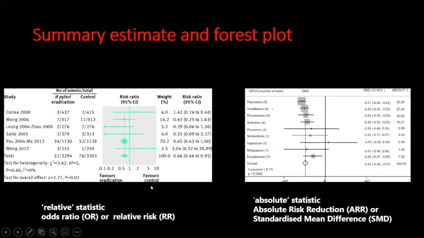We then put the summary estimate in our forest plot. So here, as you can see, they've used odds ratio, relative risk, and therefore the line of no effect will go through one. So this is a relative statistic. This meta-analysis is based on an absolute statistic, i.e. absolute risk reduction, as we had discussed, or a standardized mean difference. So it goes through zero. Okay, so that's why some meta-analyses go through one, some go through zero. It's basically, what is the summary effect? Is it a relative statistic or is it an absolute statistic? Relative means relative to one.